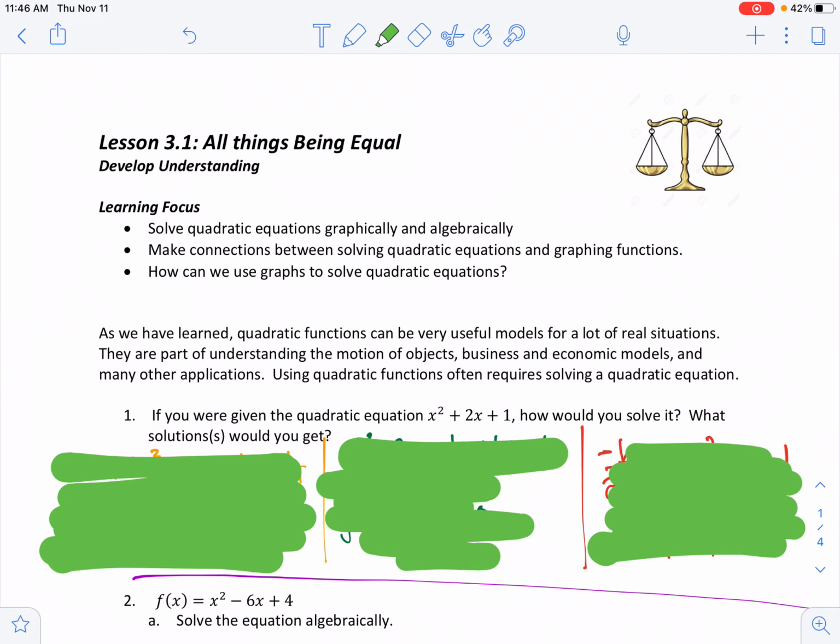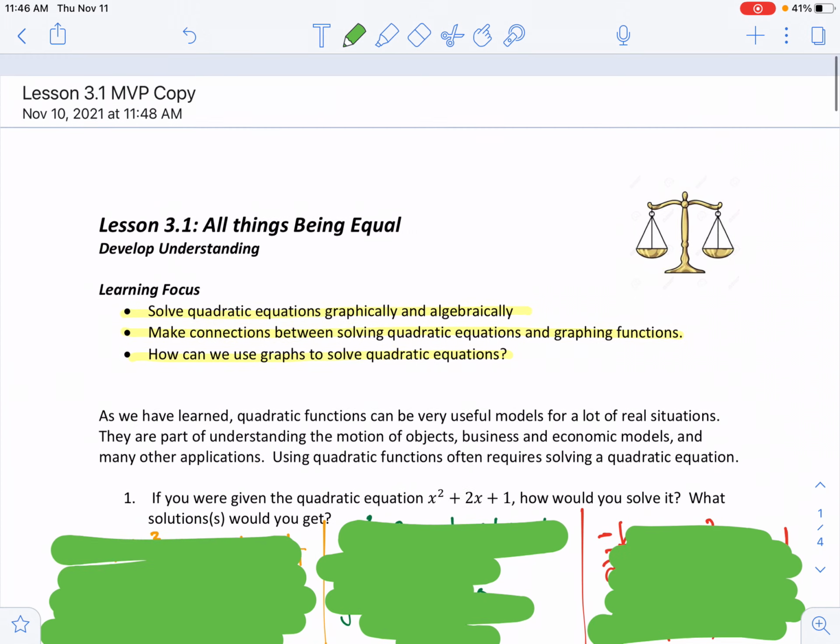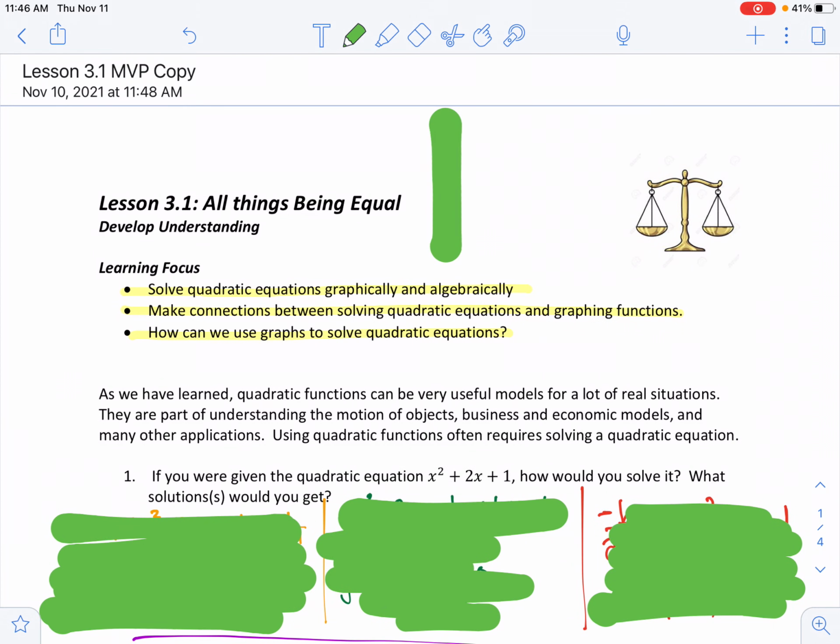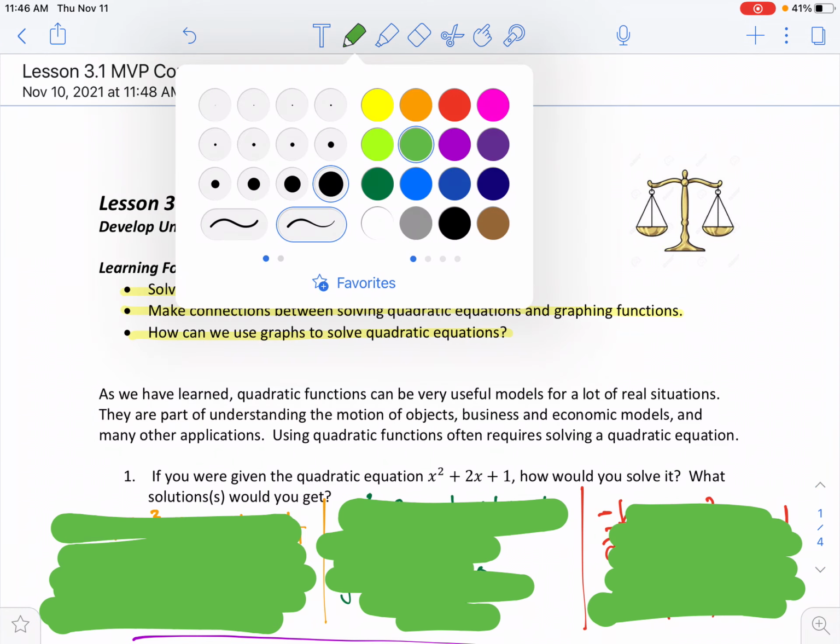3.1 task, or 3.1 task part 1. Our goal will be to solve quadratic equations graphically and algebraically, make connections between solving quadratic equations and graphing functions, and how we can use graphs to solve quadratic equations. And if you remember correctly, we actually already know what it means to solve.